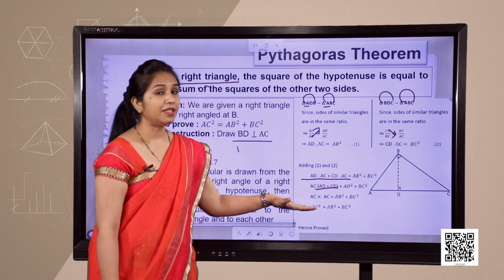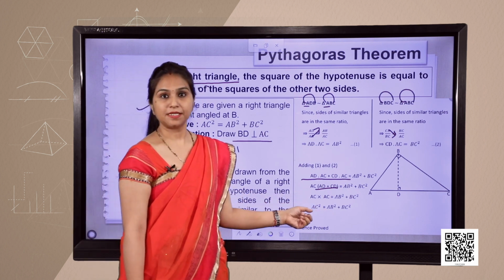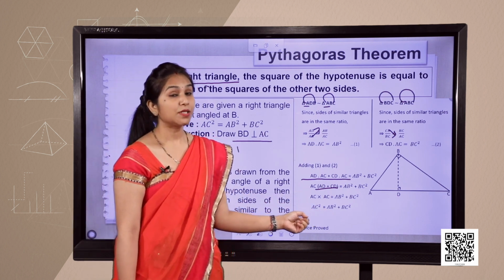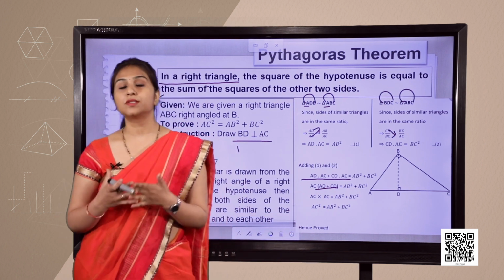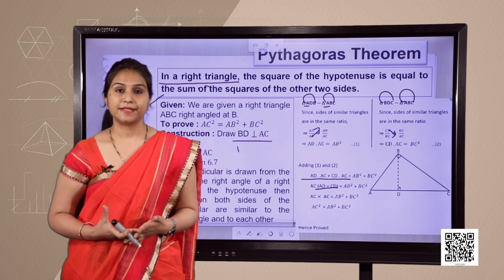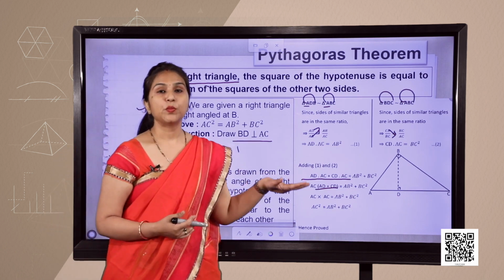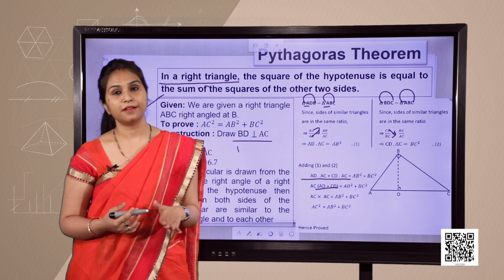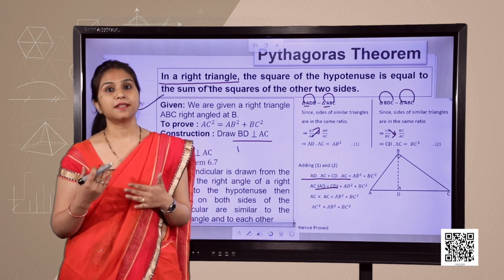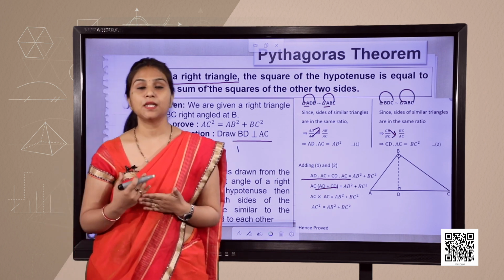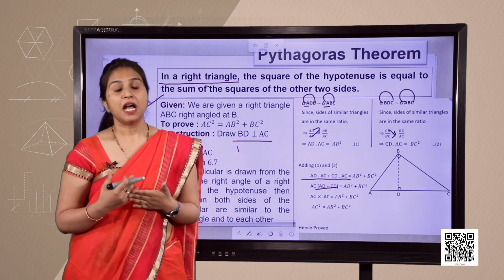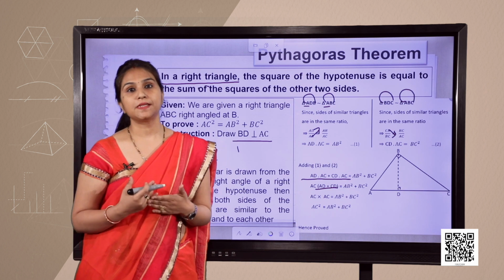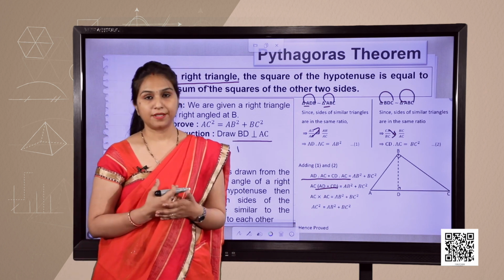Now, see the triangle again, AC is your hypotenuse. So, what we are showing is that the square of the hypotenuse is equals to the sum of the squares of the other two sides. So, children, with this we have proved Pythagoras theorem which says that the square of the hypotenuse is equals to the sum of the squares of the other two sides. After this, we will be going to discuss the converse of Pythagoras theorem.